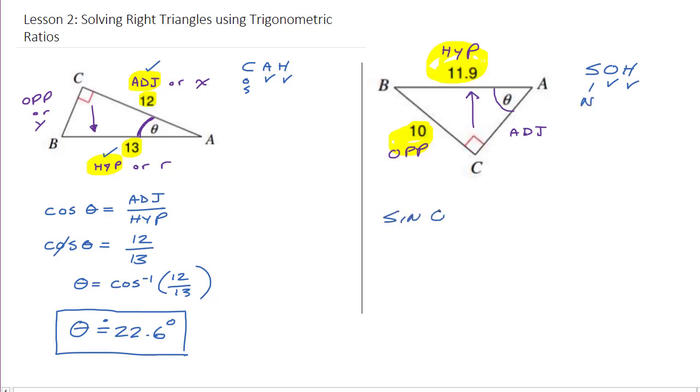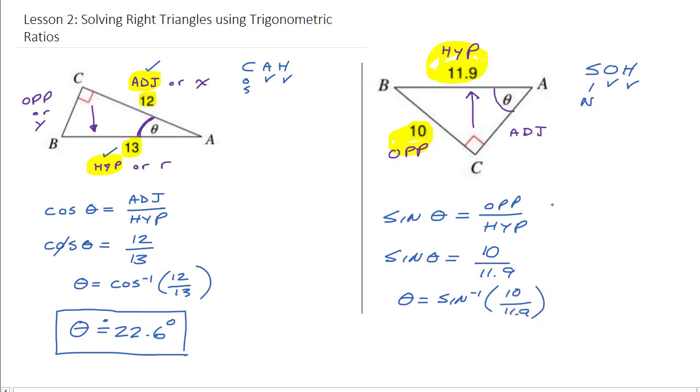So sine of an angle equals opposite divided by hypotenuse. And let's substitute in what we know. Sine of the angle: the opposite is 10, the hypotenuse is 11.9. Do the same thing. We're going to go 10 divided by 11.9, and then we're going to take the sine inverse of that. Now when you do your homework, I need you to write out the steps and show all these steps. Show the initial setup, what you're going to use.